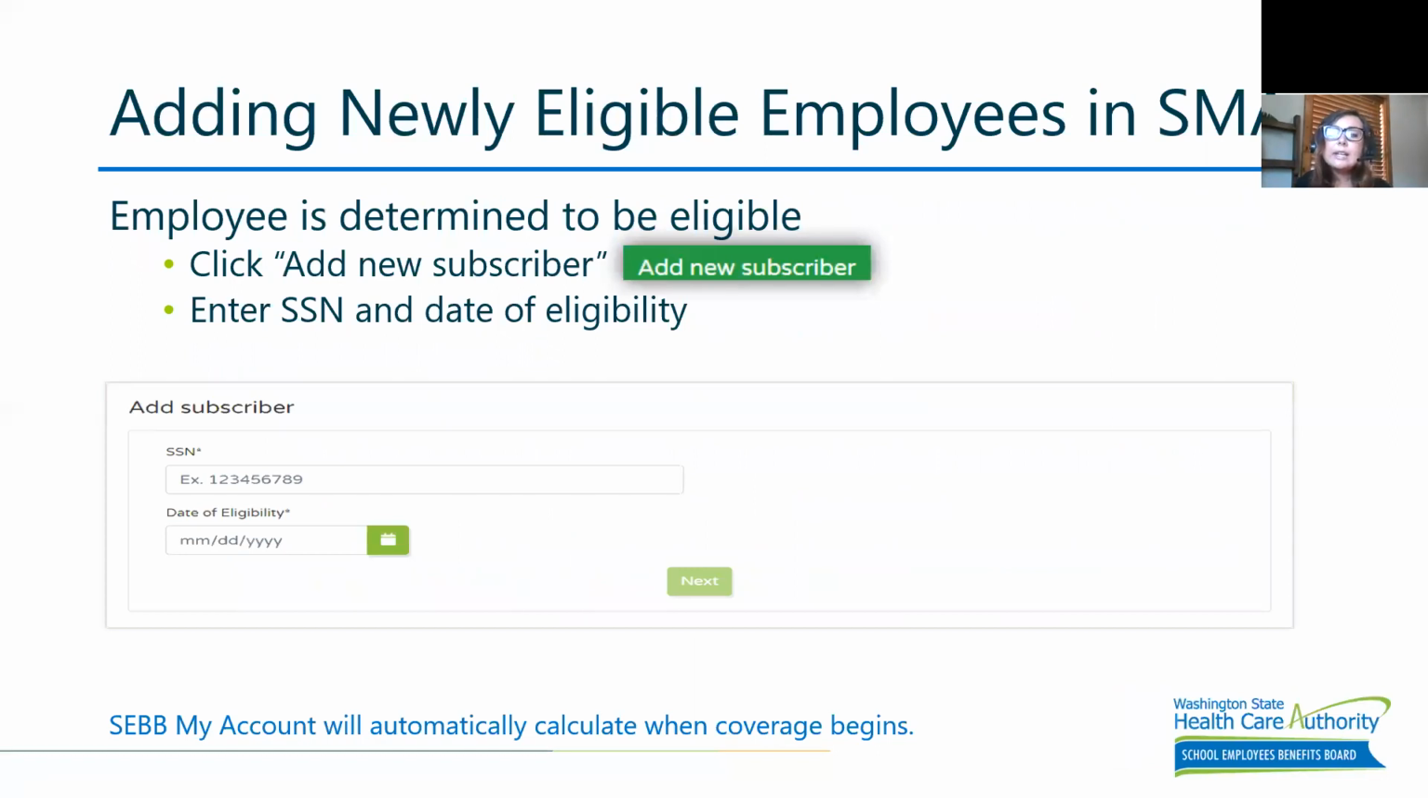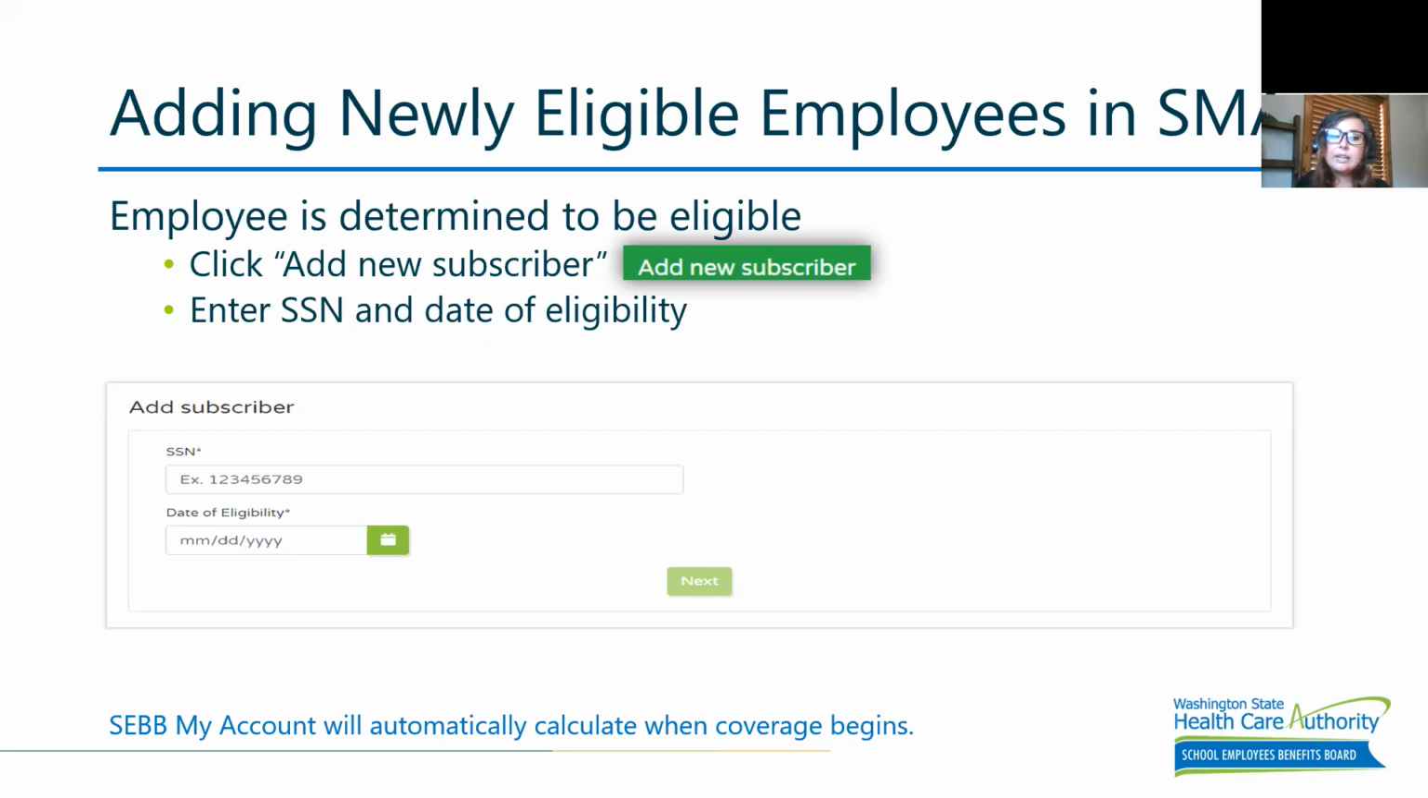All right, so when you are adding a newly eligible employee in SEBB My Account manually, you would click the Add New Subscriber button. It will then take you to the screen you see below for you to enter the employee's social security number and their date of eligibility. Now, I do want to point out here that the employee's date of eligibility is the date that they became eligible for benefits. This is not their effective date of coverage. SEBB My Account will automatically calculate the employee's effective date of coverage based off of their eligibility date. So you will never enter in the employee's effective date of coverage into SEBB My Account.